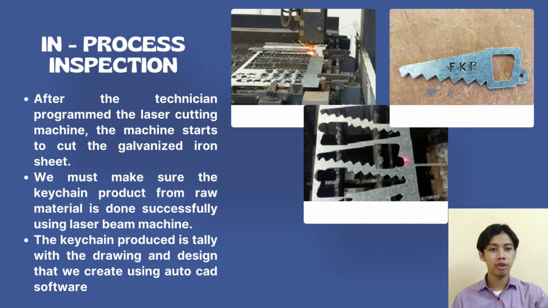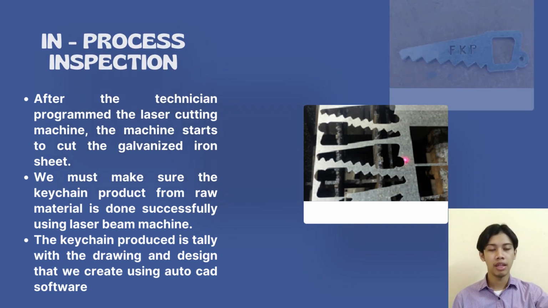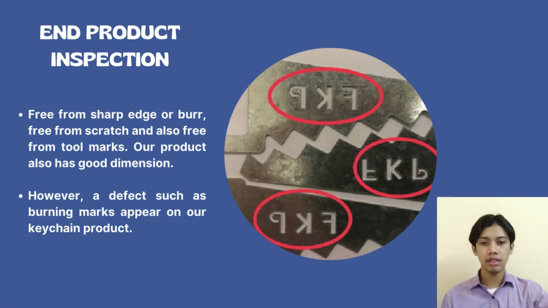After the technician programs the laser cutting machine, the machine starts to cut the sheet. In this inspection, we must make sure the keychain product from raw material is done successfully using a laser beam machine. The next is end product inspection.